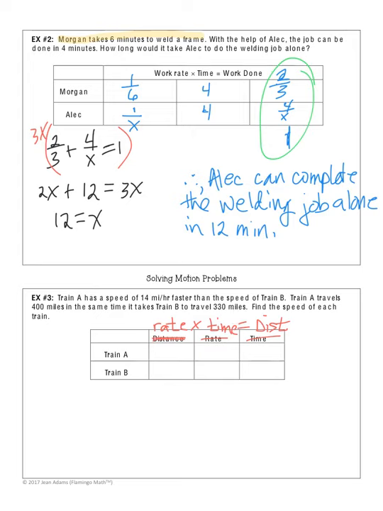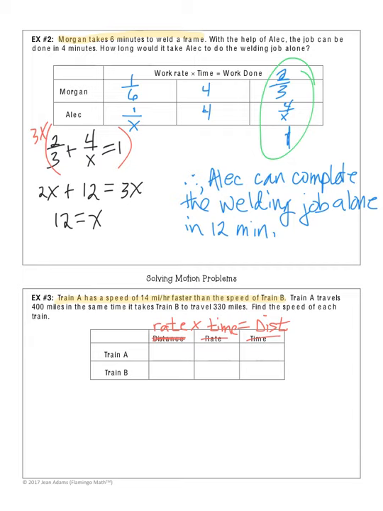So we really don't know the directions the trains are going. They could be in 2 different cities for all we know. So I'm probably not going to draw a picture for this one. So train A has a speed of 14 miles an hour faster than the speed of train B. So right there is some information for us. We know something about one of the 2 trains.